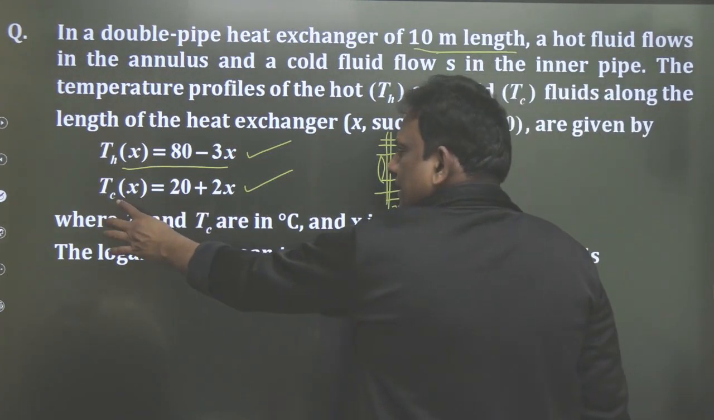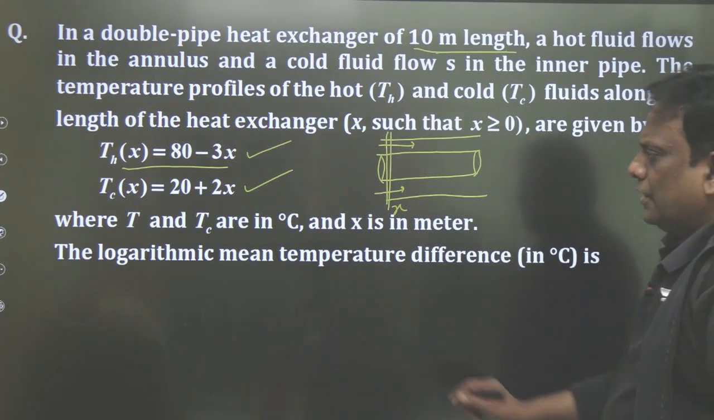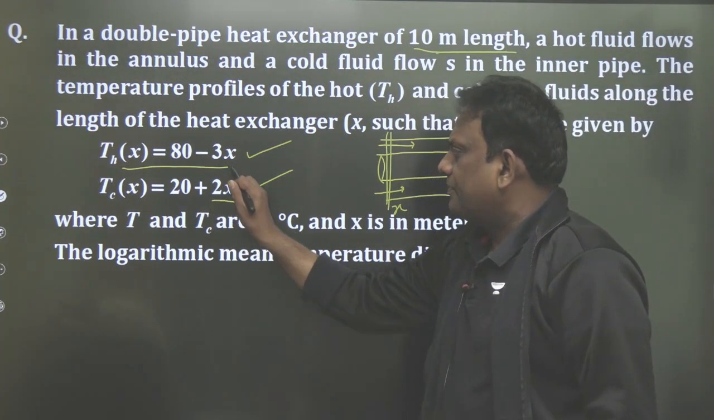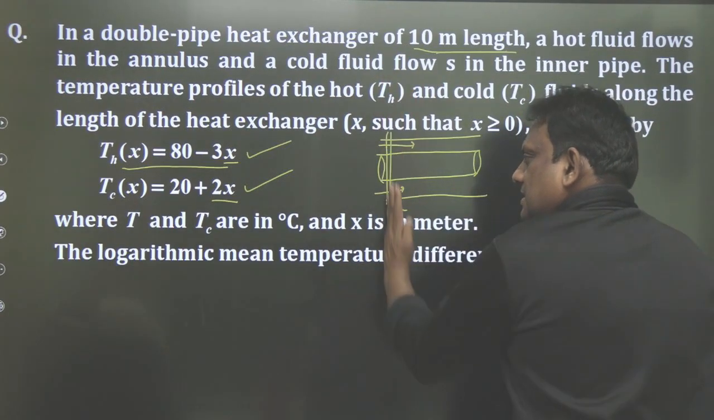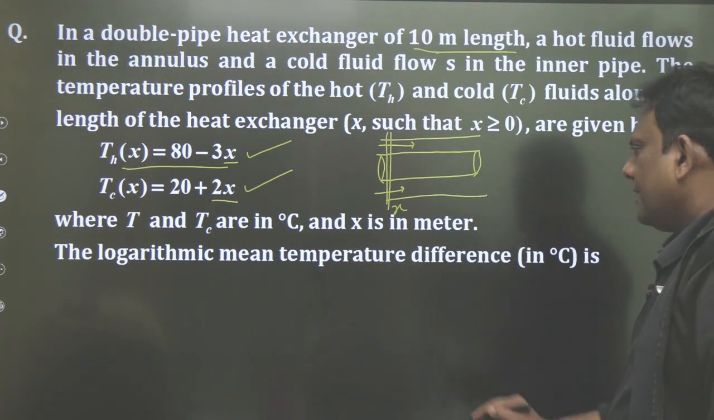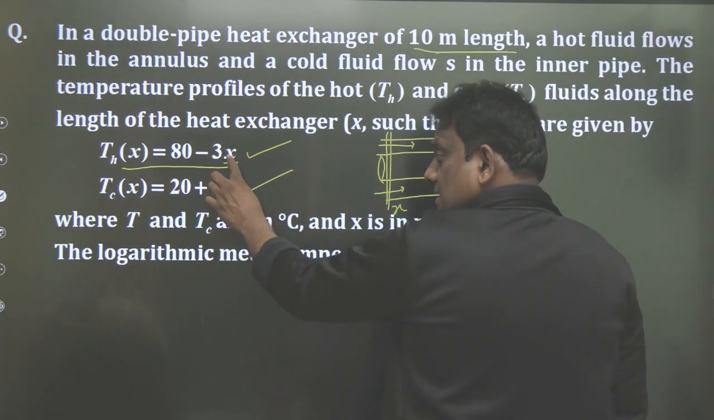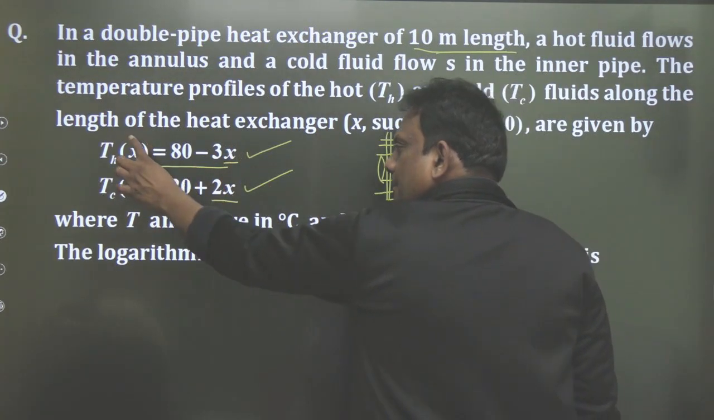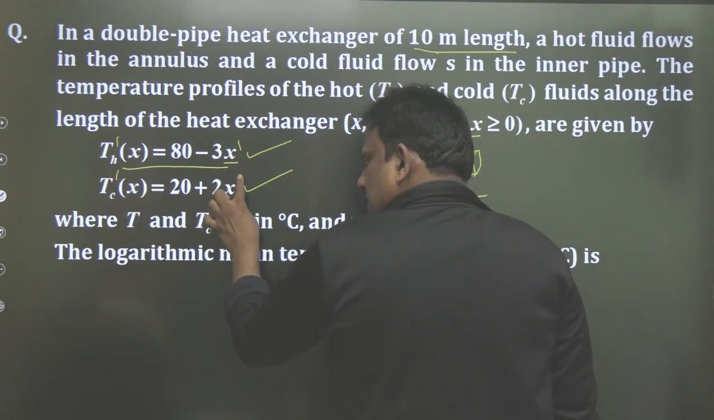The variation of temperature for hot fluid is given, and for cold fluid is given. Look carefully. The cold fluid temperature is increasing and the hot fluid temperature is decreasing, and X is measured from here. No problem at all. Observe how the temperature is varying with X. If you see, it is linear. See the power of X, it is linear.